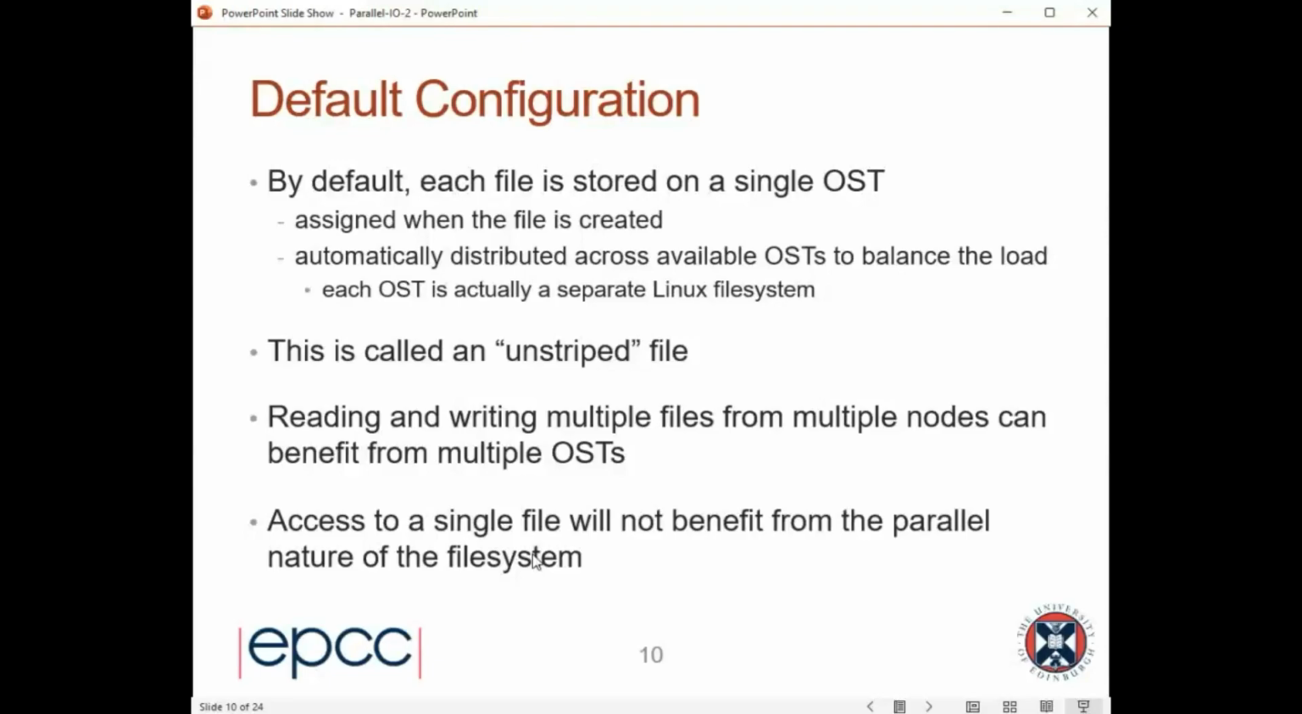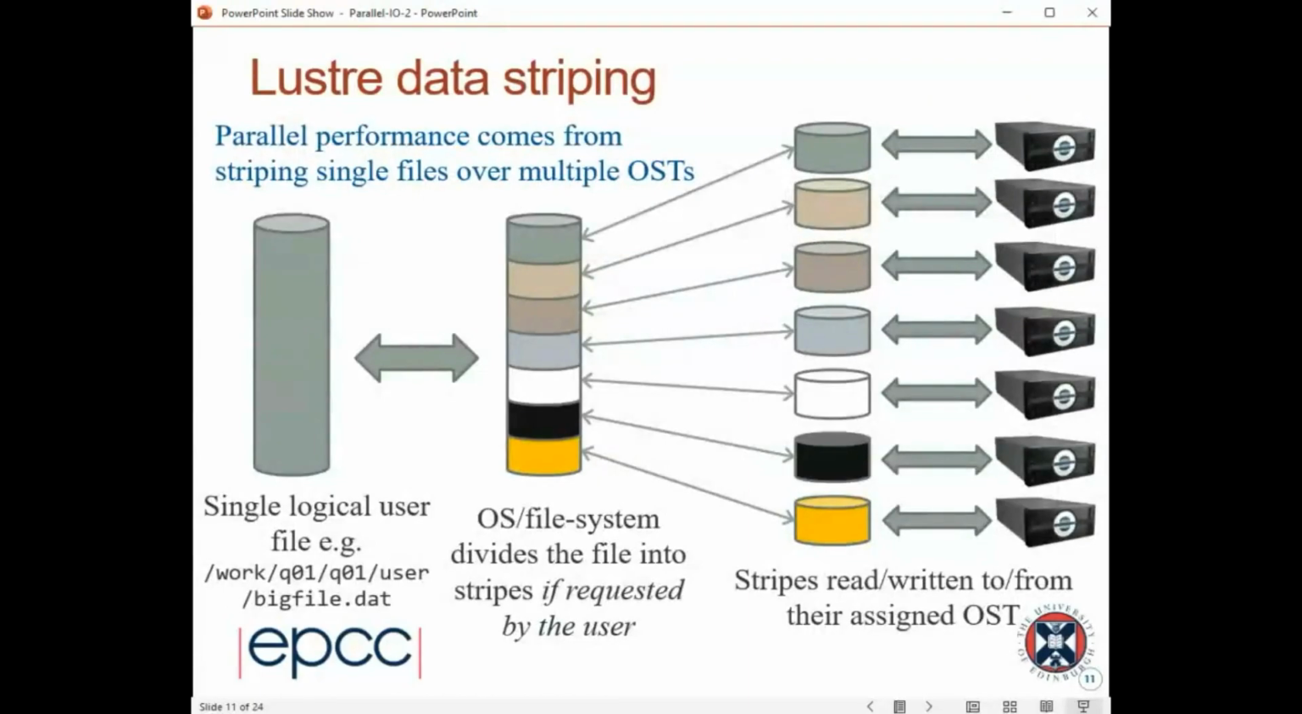So how are we going to square that circle? Well, Lustre allows you to stripe files. So you as a user see a single file, bigfile.dat, but under the hood, the file system divides the file into stripes if requested by the user. So you can say, this is a big file, please store it across multiple disks. And Lustre will by default store it across 1, 2, 3, 4, 5, 6, I've got 7.